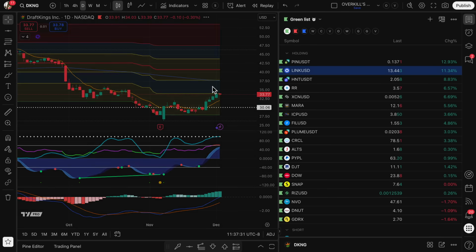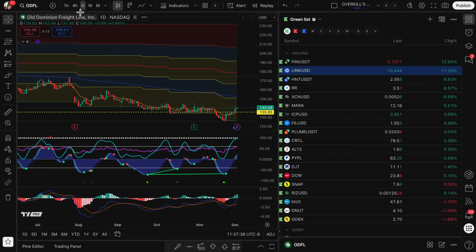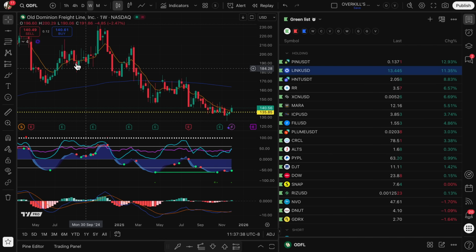Up above 30 though, it's bullish. If it loses 30, okay, you gotta maybe cut losses or look for a place to average down around 20.